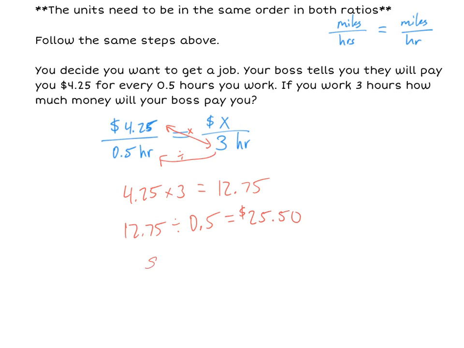So you will get $25.50. But literally, you could have just done $8.50 times 3 hours of work.